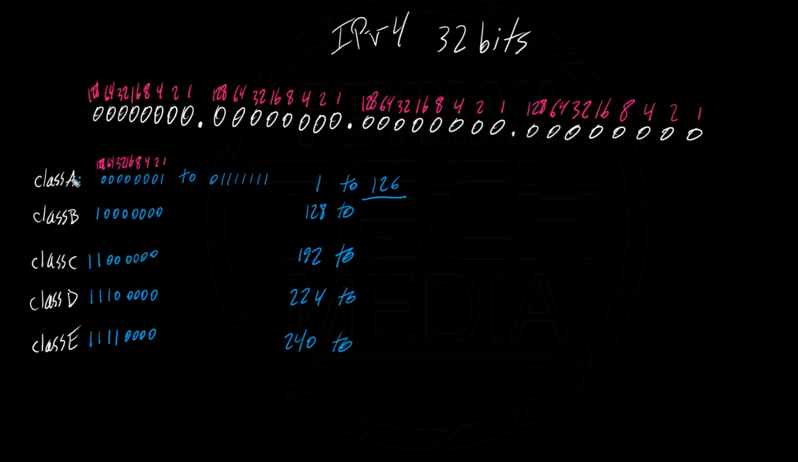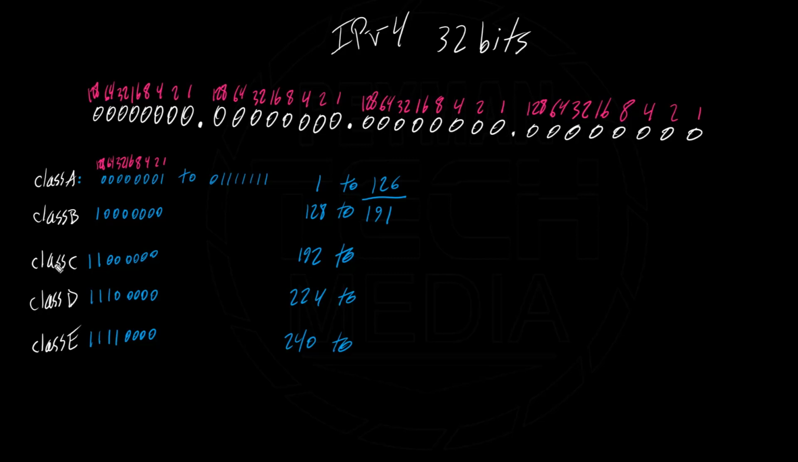And here we can see class A goes from 1 to, as we talked about, 127 being reserved for the loopback, so we are using 126. And then the next one is 128, right? So 128 to what number? One less than the next one. So 128 to 191.